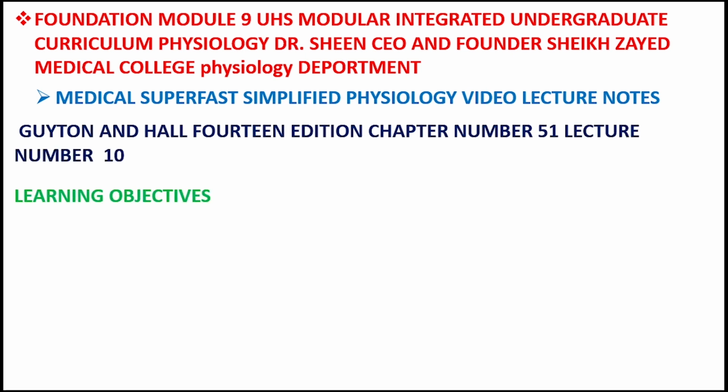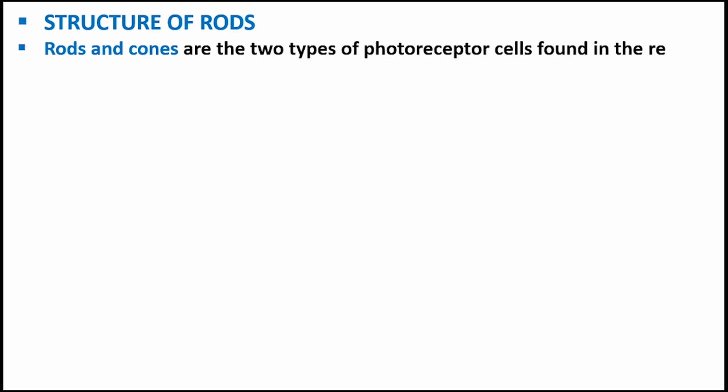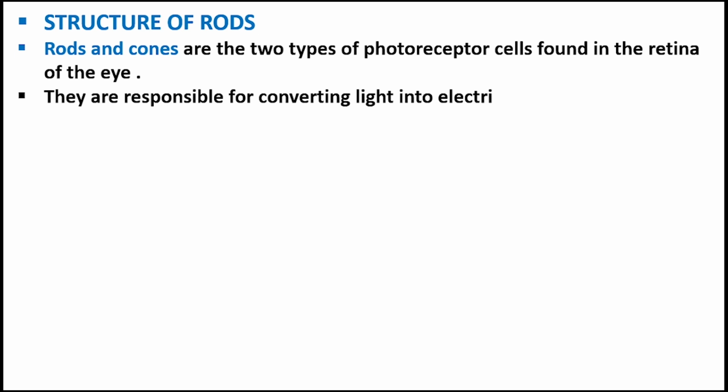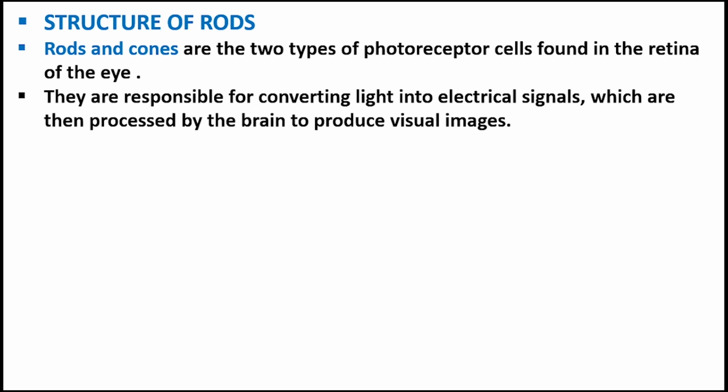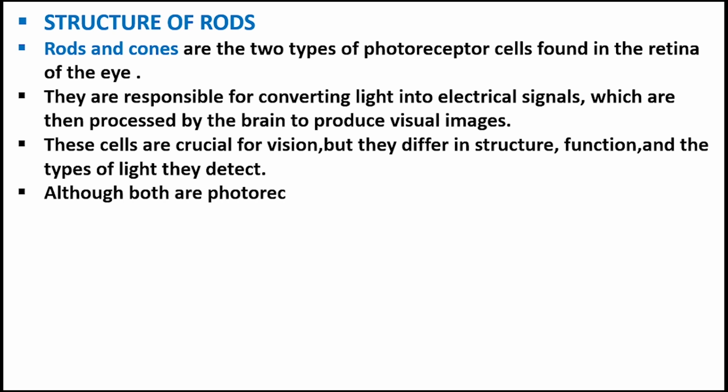Learning Objectives. Describe the structure of rods and cones. Structure of rods. Rods and cones are the two types of photoreceptor cells found in the retina of the eye. They are responsible for converting light into electrical signals, which are then processed by the brain to produce visual images. These cells are crucial for vision, but they differ in structure, function, and the types of light they detect. Although both are photoreceptors, rods and cones have different structures and functions.